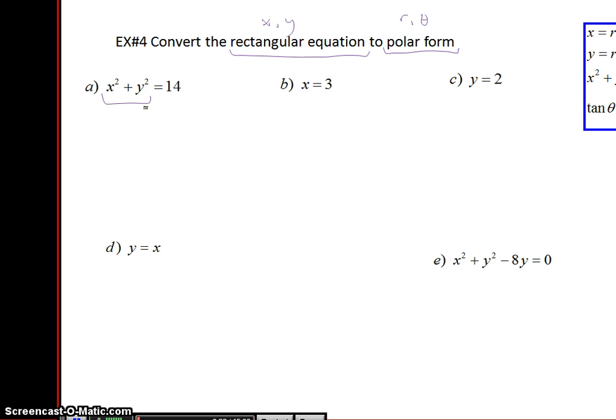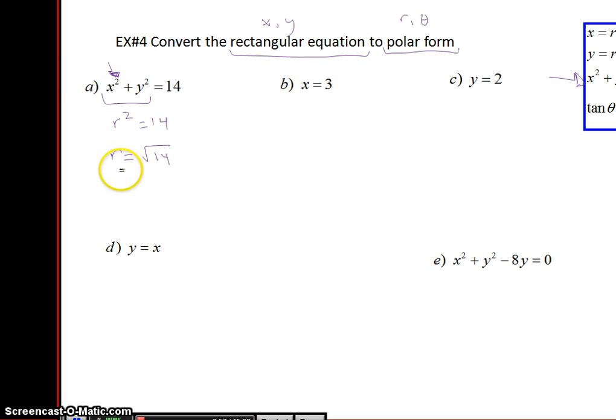So which of those can get us an r and or a theta? Well, right here, x squared plus y squared is r squared. So this is r squared is 14. So r is the square root of 14. Okay, so that is just a circle with a radius of square root of 14. And if you think back to conics, circles. This is the circle with a radius of square root of 14.